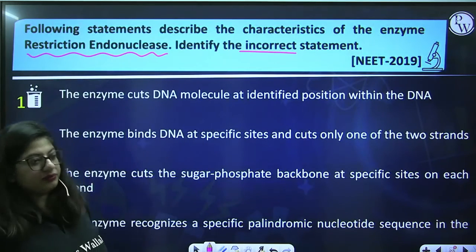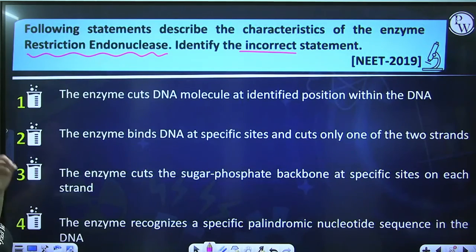Let's get started. First, the enzyme cuts the DNA molecule at identified positions within the DNA. Second, the enzyme binds DNA at a specific site and cuts only one of the two strands. Third, the enzyme cuts the sugar phosphate backbone at a specific site on each strand. And fourth, the enzyme recognizes a specific palindromic nucleotide sequence in the DNA.